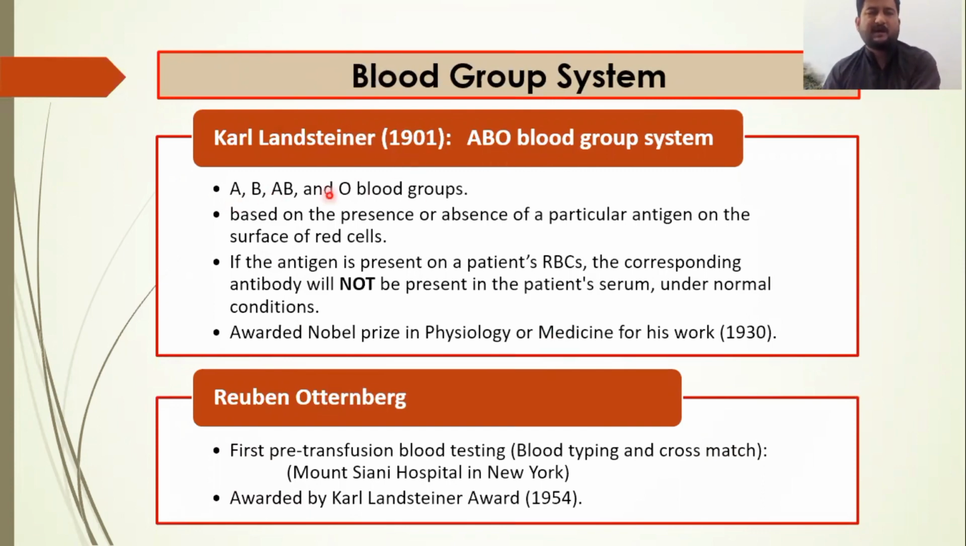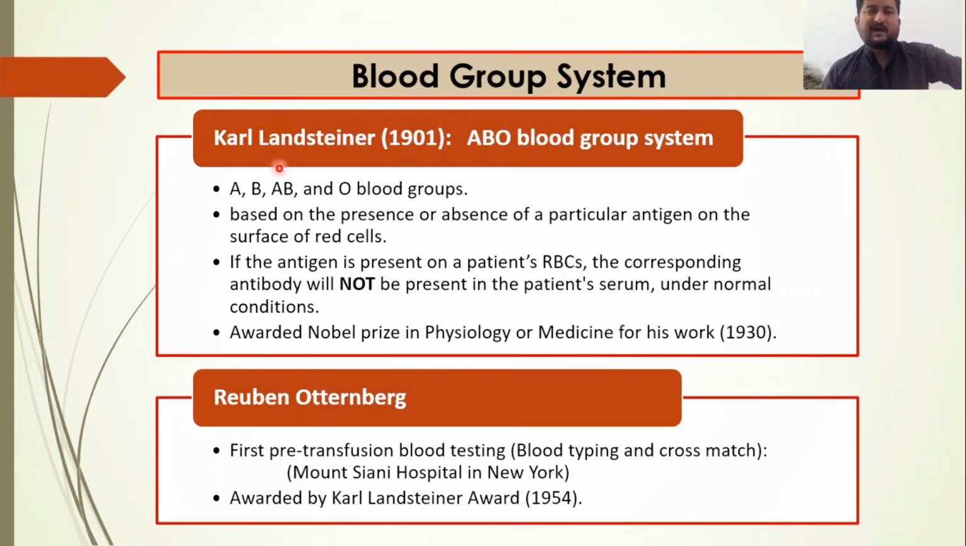A, B, AB, and O, based on the presence or absence of a particular antigen on the surface of red cells. If the antigen is present on a patient's RBC, the corresponding antibody will not be present in the patient's serum under normal conditions. Karl Landsteiner also received the Nobel Prize in Physiology or Medicine for his work in 1930.